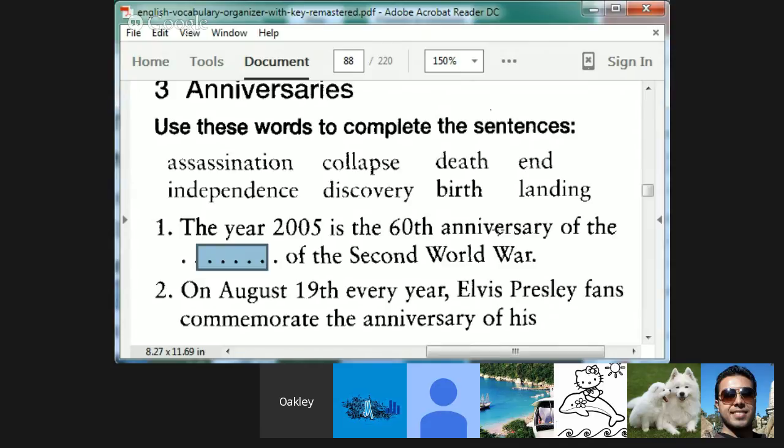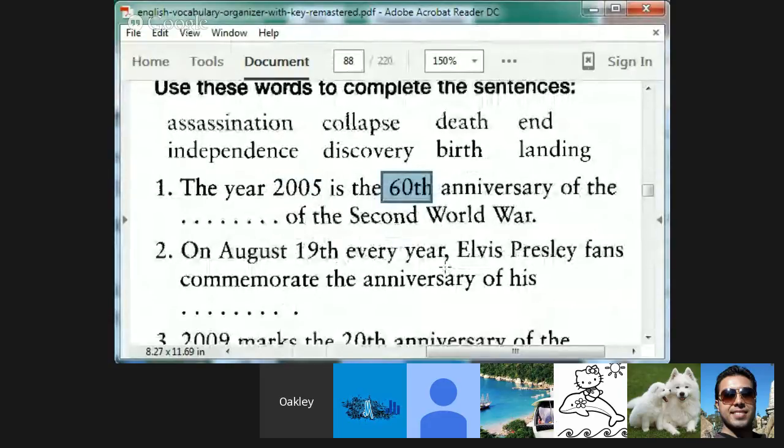Landing? No. End. Oh, fine. And yes, the end. Of course, the material's a bit dated because now it's 2015. There's been a lot in the news about the 70th anniversary this year. Lots of different events and commemorations. I guess you can celebrate the end of a war, but okay.